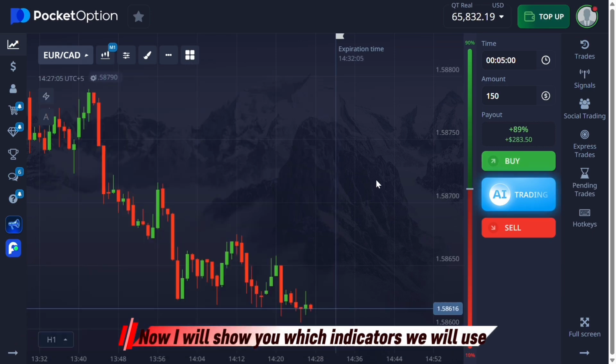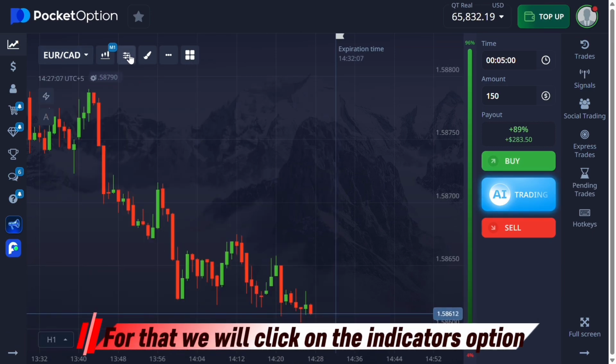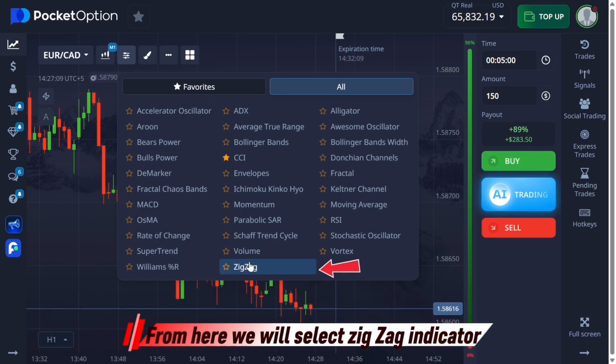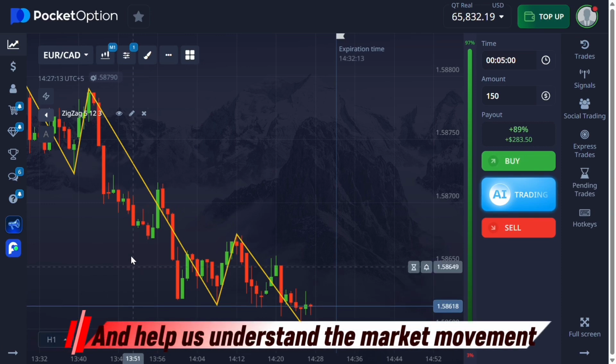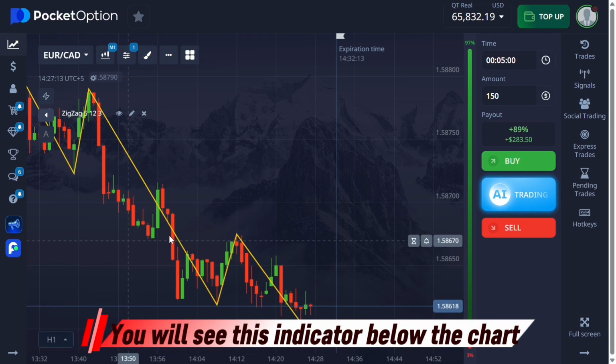Now I will show you which indicators we will use. For that we will click on the indicators option. From here we will select zigzag indicator. This indicator will appear on the chart and help us understand the market movement. You will see this indicator below the chart.